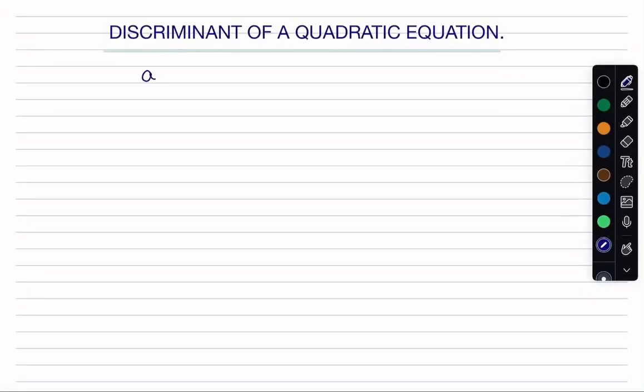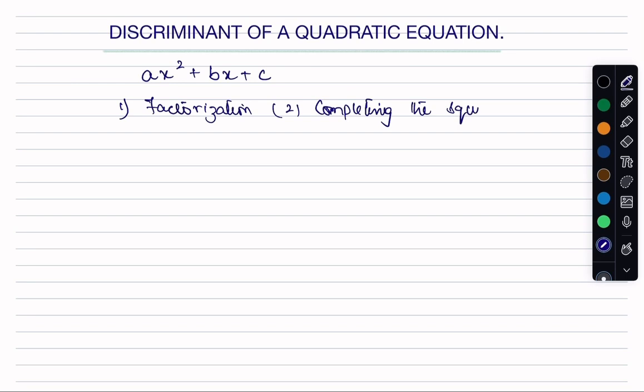A quadratic equation is given by ax squared plus bx plus c, and we know that the methods to solve a quadratic equation are: number 1, factorization; number 2, the completing the square method; and number 3, the formula.